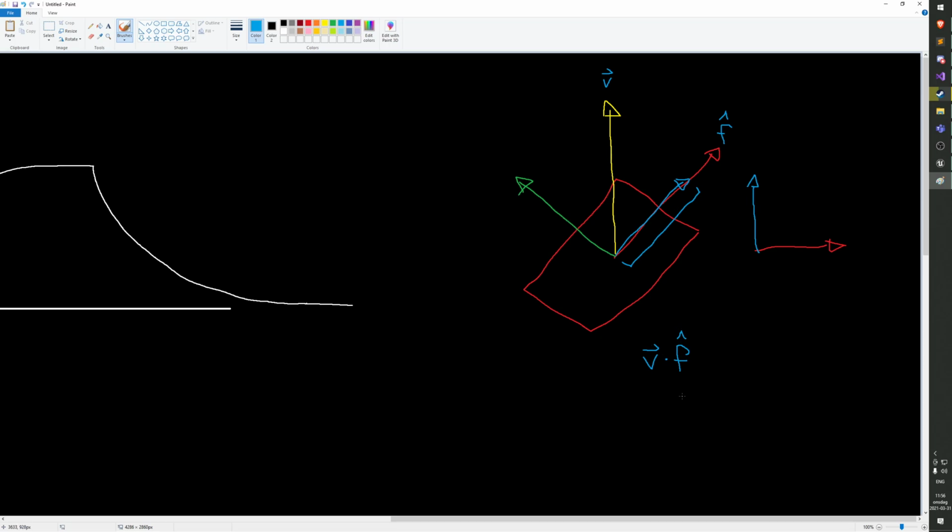And to then get the vector itself, we multiply this by f. And that will give us this vector here. I'll call it v dash. So to project a vector onto a normal, we do v dot normal. It has to be normalized. That's why I have the hat here. So v dot f hat times f hat will give us the projected vector onto the normal.